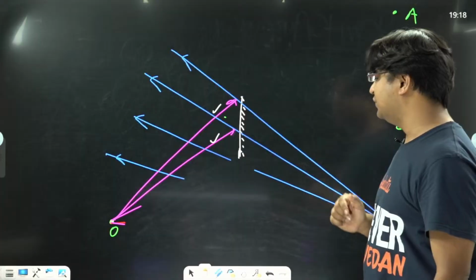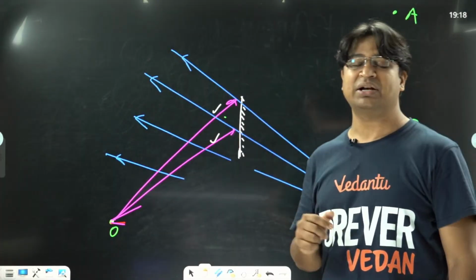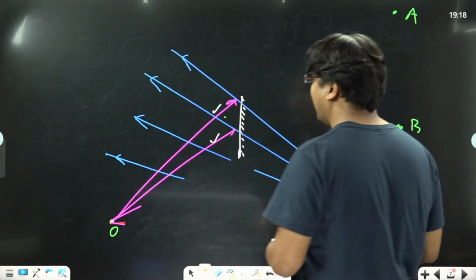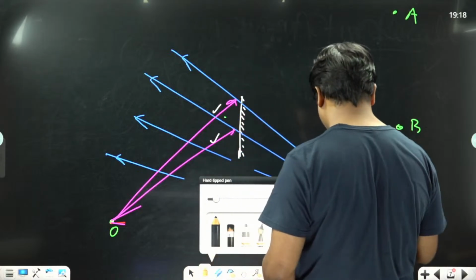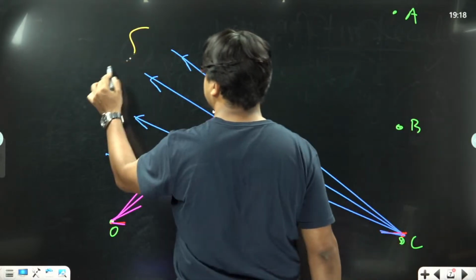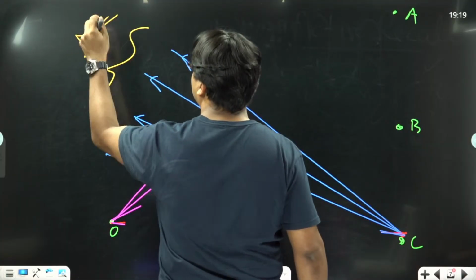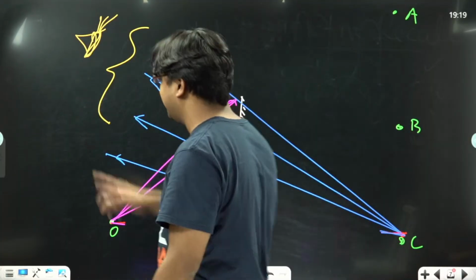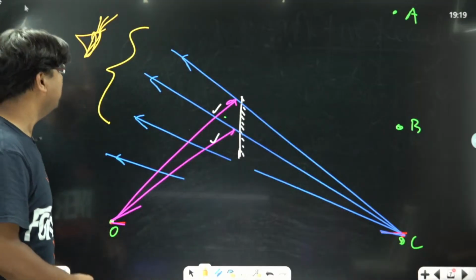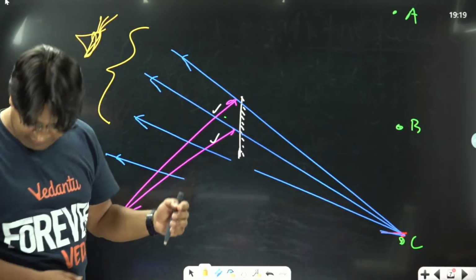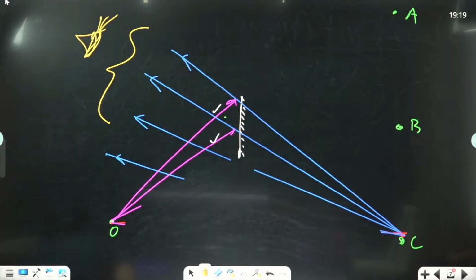Field of view is the region in which you can get the reflected ray. For example, in this diagram, this seems to be the region where reflected rays are heading. So if a person is looking from here, like if I am looking from here, then reflected rays will enter my eye.